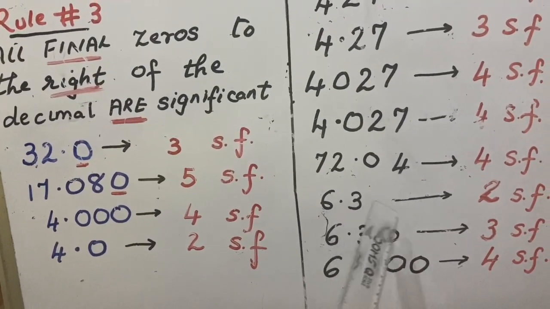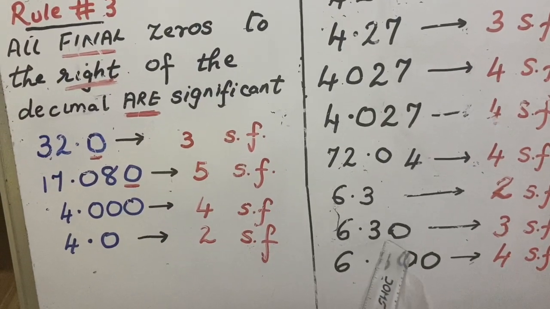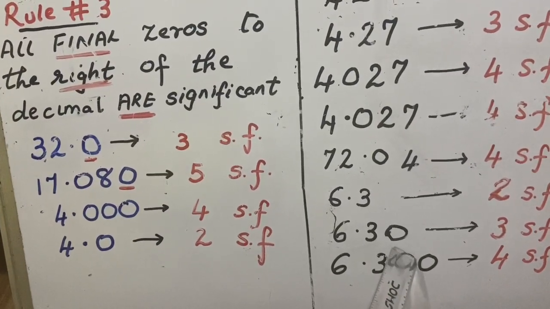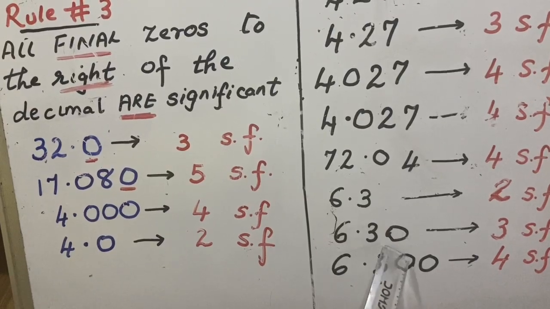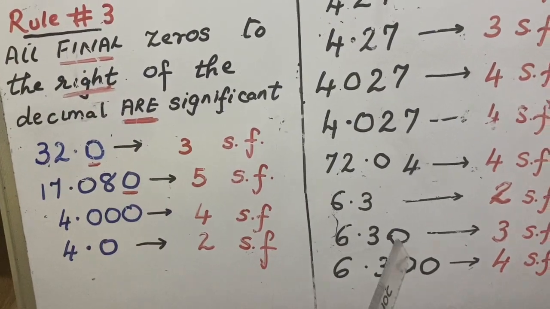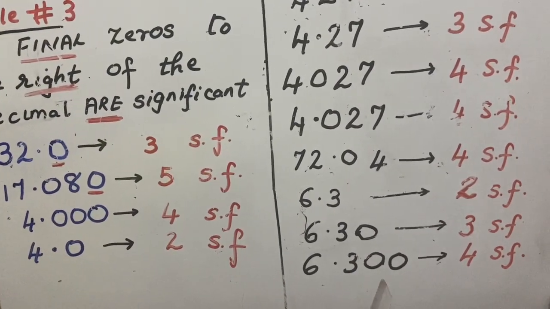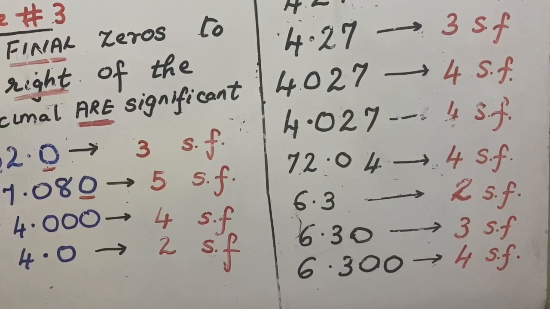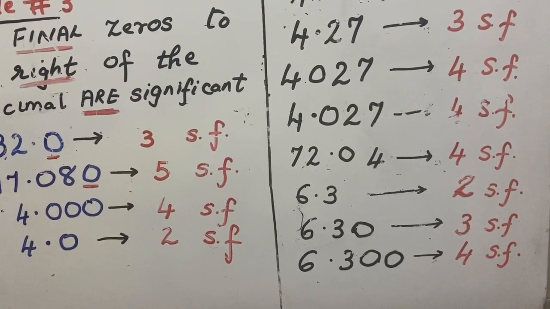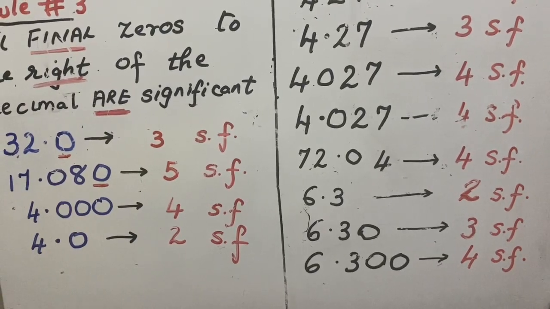6.3. 2 significant figures. 6.30. This 0 is significant because it is at the right of the decimal. So 6.30, 3 SF, 6.300, 4 SF. Is this much clear to everyone? Okay, now we'll go to the next rule.